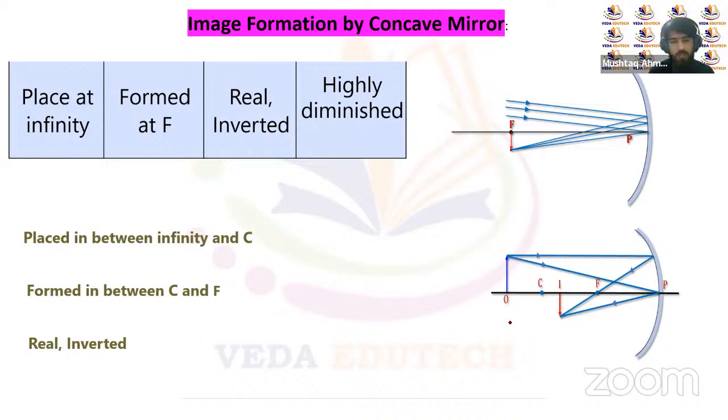Now the second case is that if the object is placed in between infinity and C, the center of curvature. In that case the image will be formed between the center of curvature and the focus, following the laws of reflection. Once again the image formed will be a real image, and it will be an inverted image formed below the principal axis.